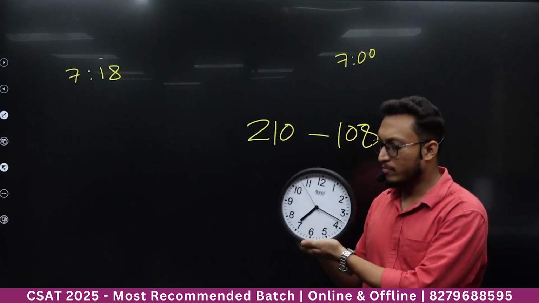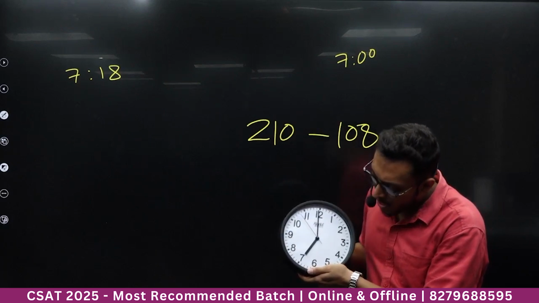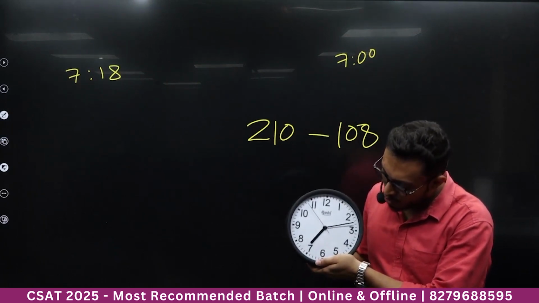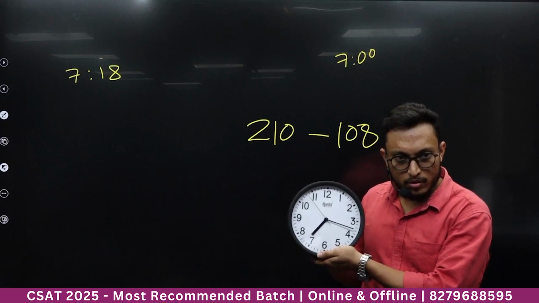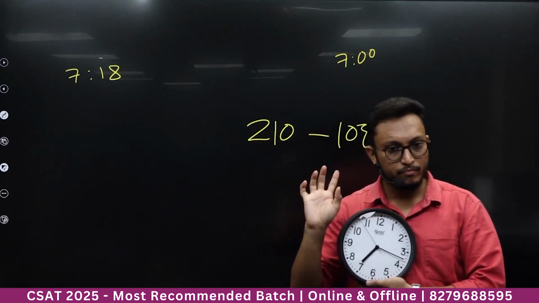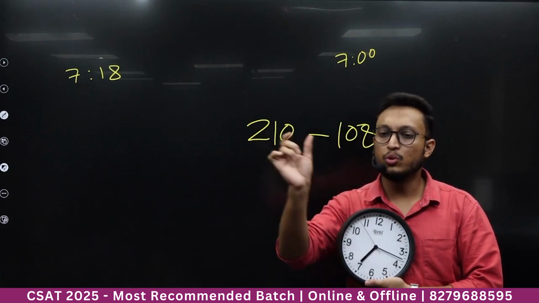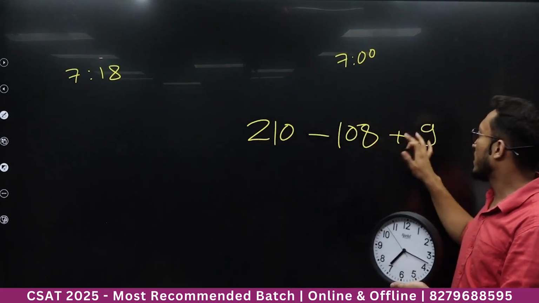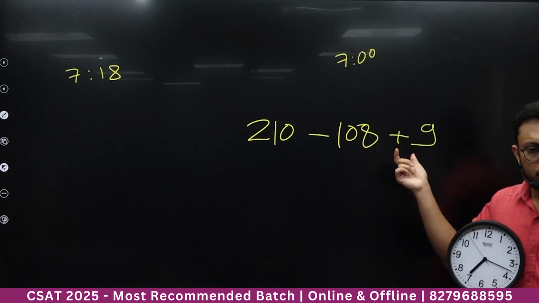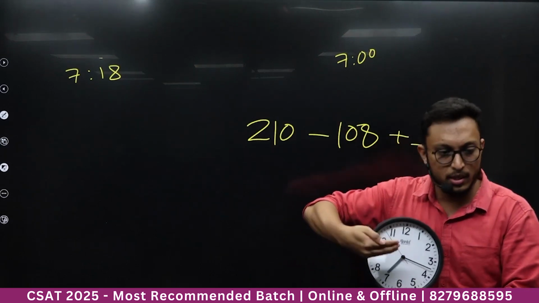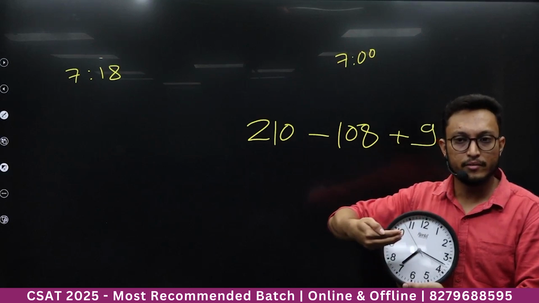In the same time, my hour hand was initially at 7 and it has moved past 7, a little bit ahead. In 18 minutes, it will rotate by half a degree per minute. How much will it move ahead? Half into 18, that is 9. So plus 9 degrees. Plus why? Because it is increasing this angle. It is moving away, so it is increasing this angle.